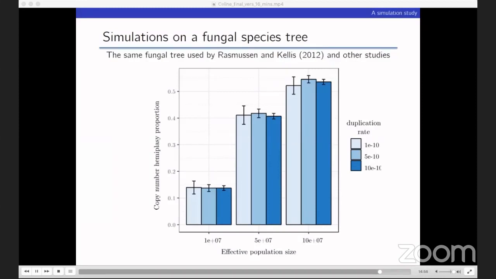From this figure, we can see that for this dataset, CNH is far from negligible, and as expected, its impact is higher when the effective population size is large, ranging from a bit less than 15% to more than 50% of the time, while it stays constant when varying the duplication and loss rates. And this comforts us a lot in the idea that modeling CNH may be very relevant for some biological systems.